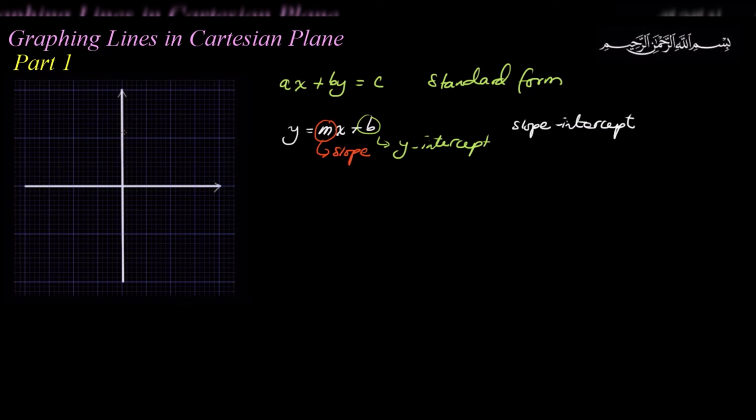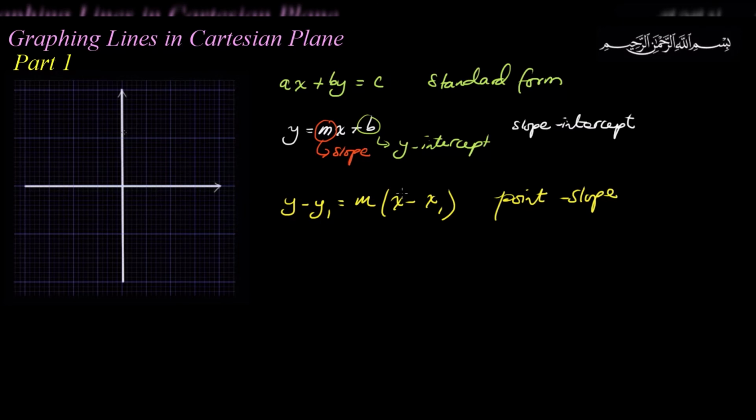And finally, the third form is this one, y minus y1 is equal to the slope times x minus x1. This one is called the point-slope form. So these are the three forms.